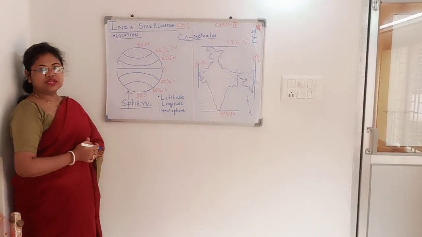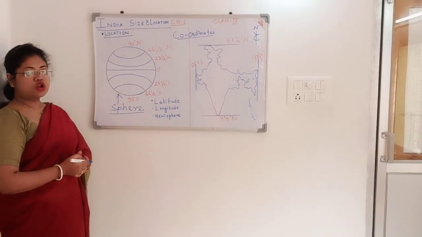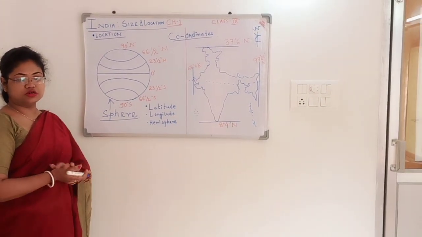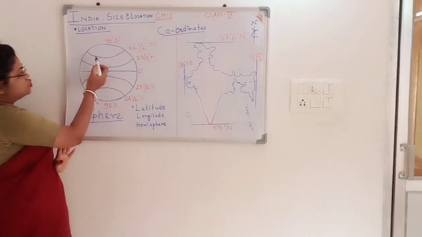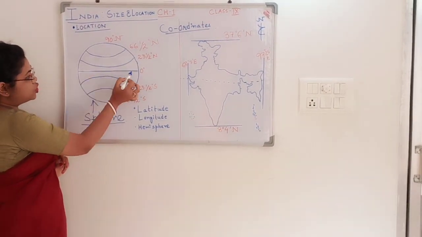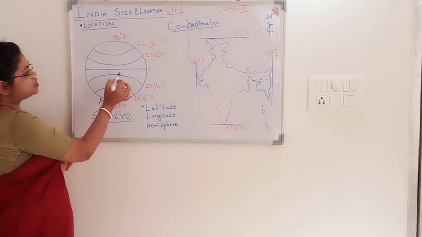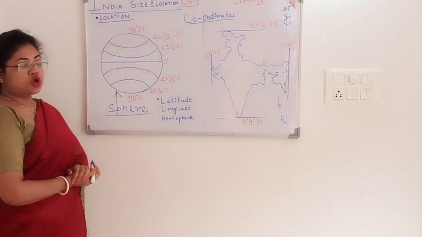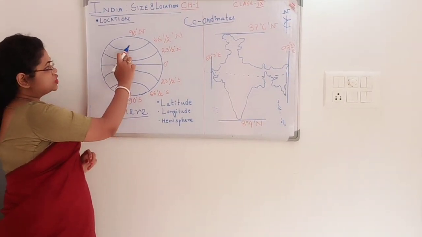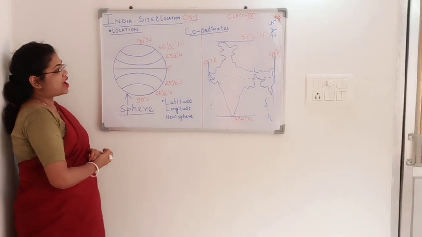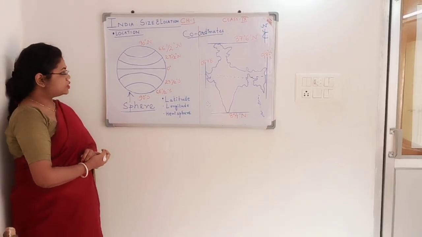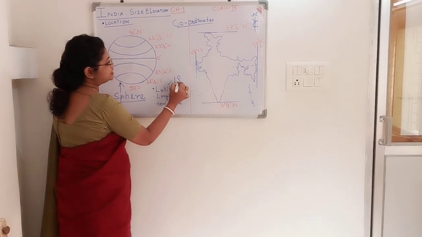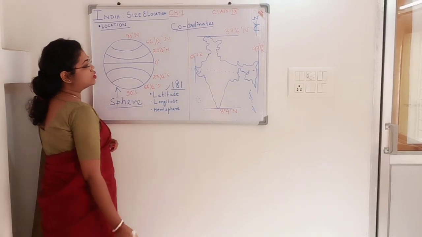Now what are latitude and longitude? Latitude and longitude are both imaginary lines, because no such lines are actually drawn on the earth. Now, these horizontal imaginary lines on our earth are called the latitudes. All the lines are parallel to each other, that's why we call them the parallels of latitude. In our earth there are so many latitudes, altogether 181 latitudes.